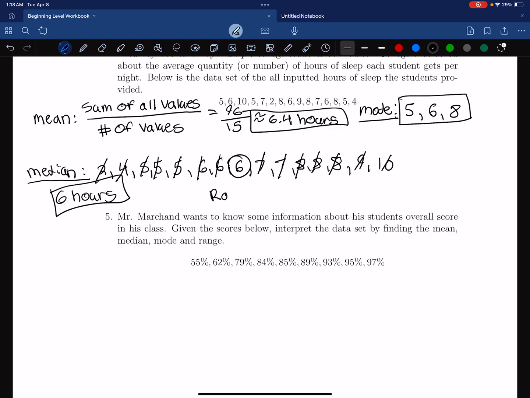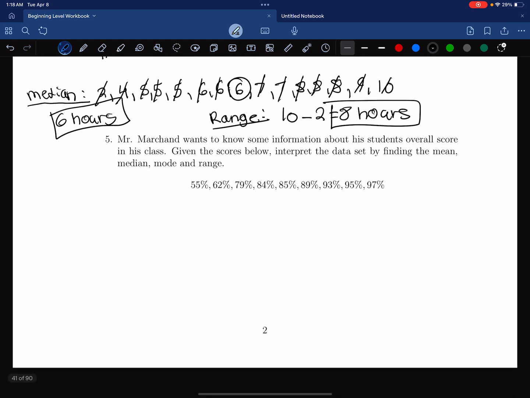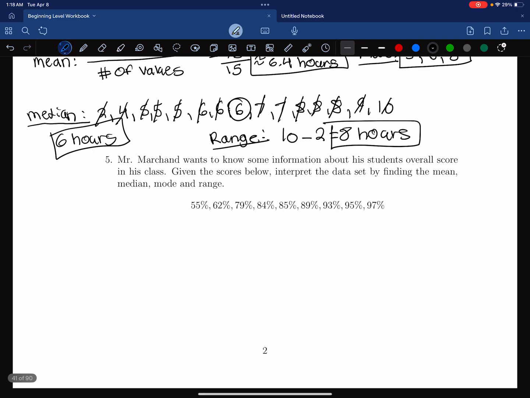And last but not least, let's find our range. So our range is going to be 10 because it's the largest data value, and then we're going to subtract 2 from that 10 because that's our smallest data value. And 10 minus 2 is 8 hours. That is our range.